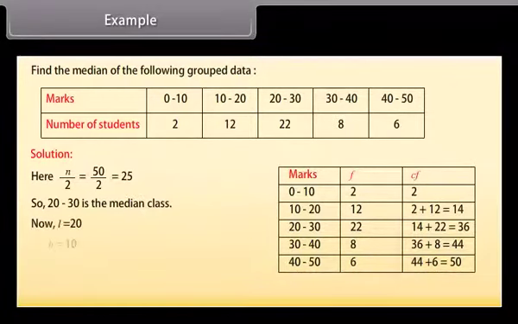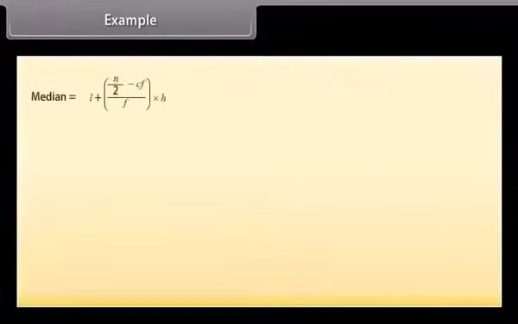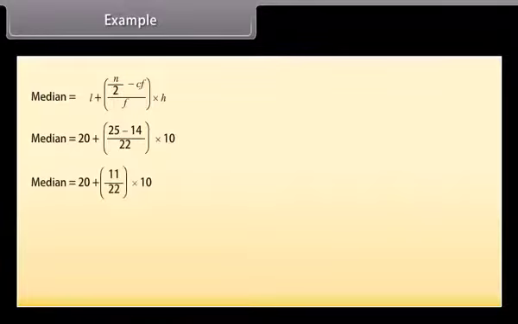Now, L is 20, h is 10, Cf is 14, f is 22. And then we calculate the median using the formula given below. L plus n by 2 minus Cf, that is divided by f and multiplied by h. Median equals 20 plus (25 minus 14) by 22 into 10, which is 20 plus 11 by 22 into 10. Median is equal to 20 plus 5, which equals 25.